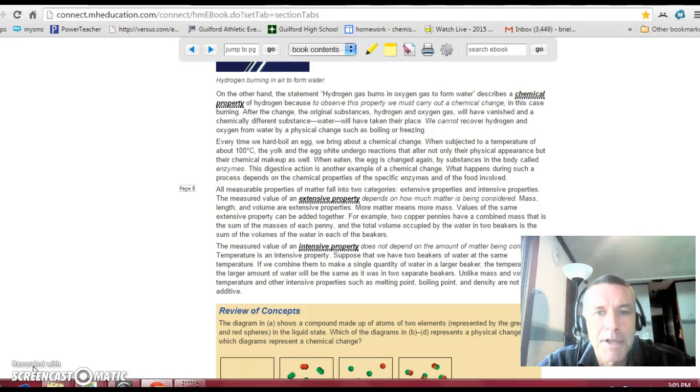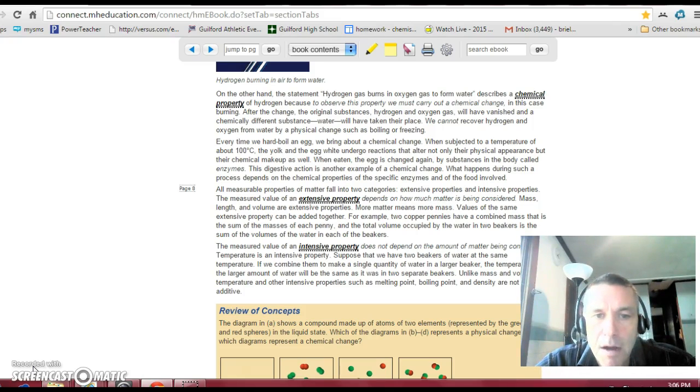Every time we hard boil an egg, we bring about a chemical change. When subjected to a temperature of about 100 degrees Celsius, the yolk and the egg white undergo reactions that alter not only their physical appearance, but their chemical makeup as well. When eaten, the egg is changed again, I'll say, by substances in the body called enzymes. This digestive action is another example of a chemical change. What happens during such a process depends on the chemical properties of the specific enzymes and of the food involved, I'm sure.